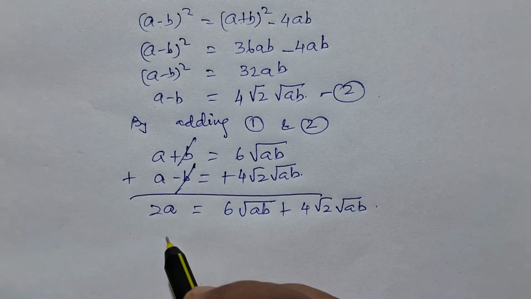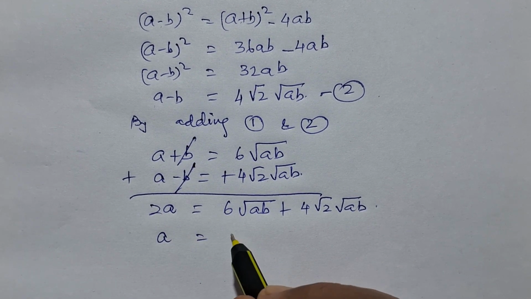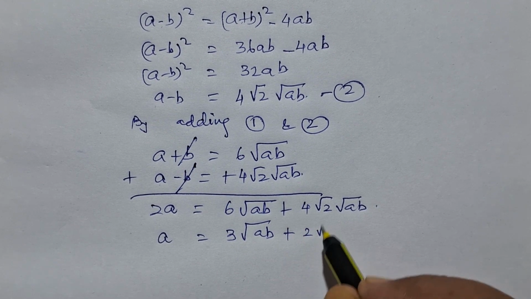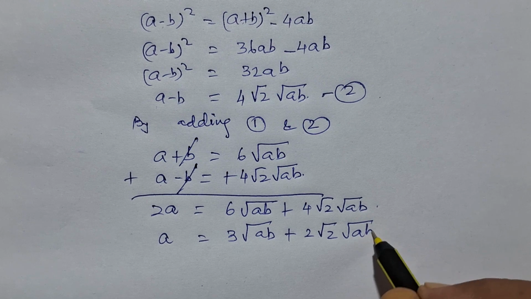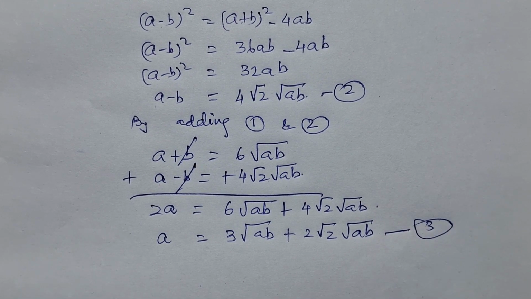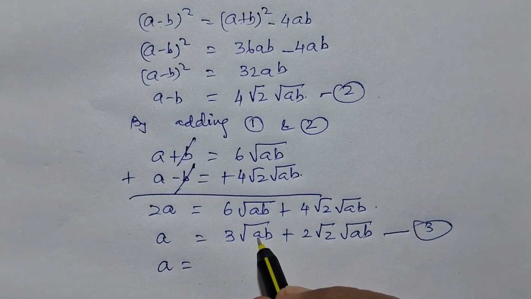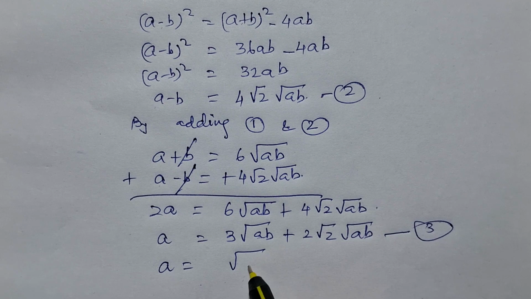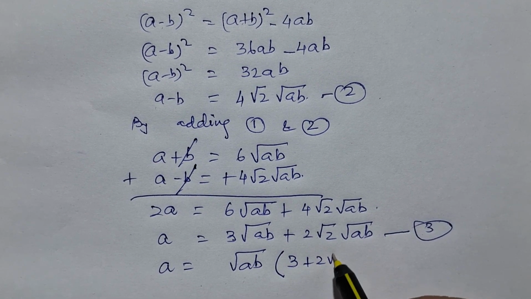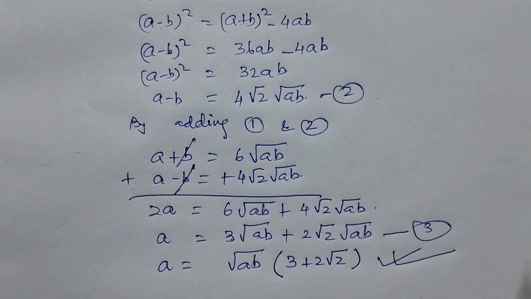Now a, dividing all the terms by 2, will be 3 root ab plus 2 root 2 root ab. Okay, this we are taking as equation 3. Now going further, we shall take root ab common. So in the bracket 3 will remain, and plus 2 root 2 will remain. Okay, this is the value of a.